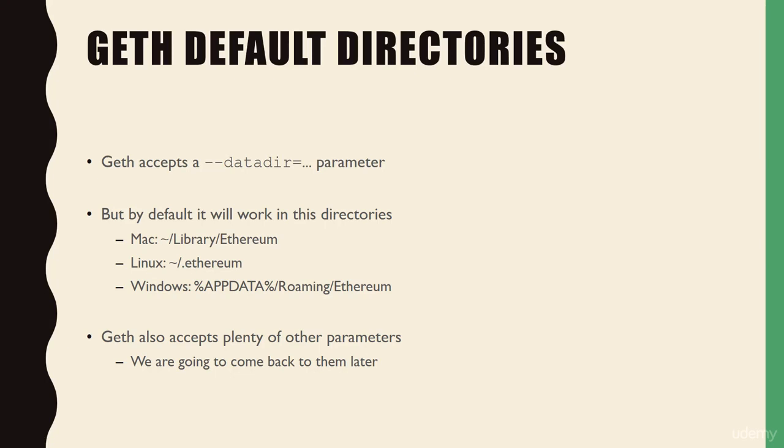Geth is downloading data into default directories unless you give it a datadir parameter. By default, Geth will work in these 3 directories. On Mac, it's in your home Library/Ethereum. On Linux, it's in your home/.ethereum. And on Windows, it's in your AppData/Roaming/Ethereum folder, which is usually in your Users/AppData/Roaming/Ethereum folder. Geth also accepts plenty of other parameters, which we will use later on.